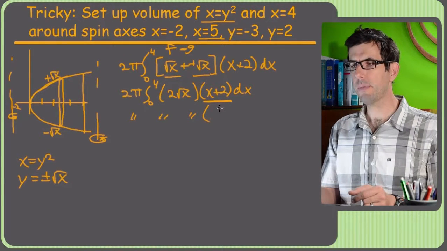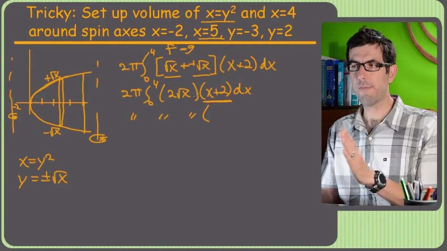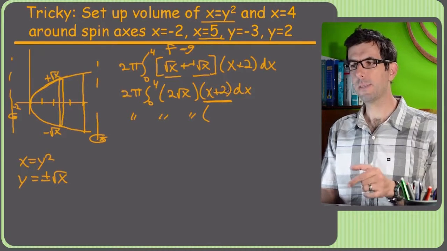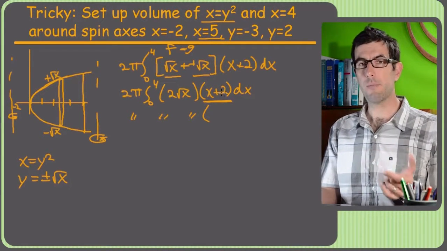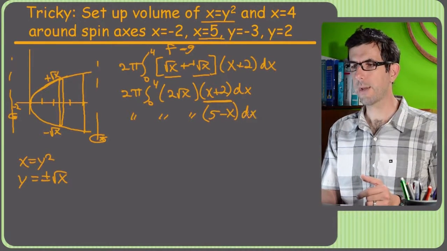The only difference is that because I moved from the left side to the right side, and my spin axis was on the left for the previous problem, but now we're moving it to the right side, instead of x plus a number, it's going to be a number minus x, and that number is 5, because that's our spin axis. So 5 minus x goes right here.